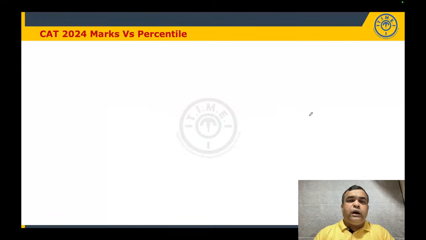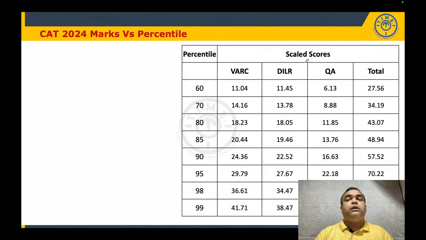What I've done is, going through the scorecards of last year's students, I have collected this data. These are the scale scores, first of all, not the actual scores. So what is a scale score? Suppose you score 20 marks in a section, but you scored those 20 marks in an easy paper. Then your scale score may be less than 20. If you scored 20 marks in a difficult paper, that 20 can be scaled to 21 or 22. So these are not what you actually scored. That's why your marks are something like 11.04, 11.45, and 6.13, and so on.